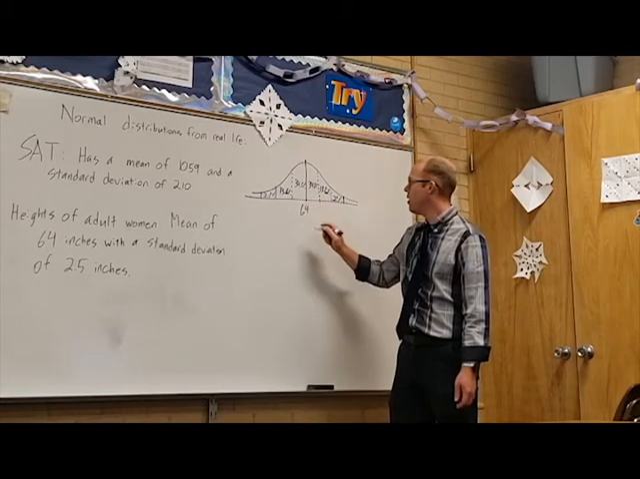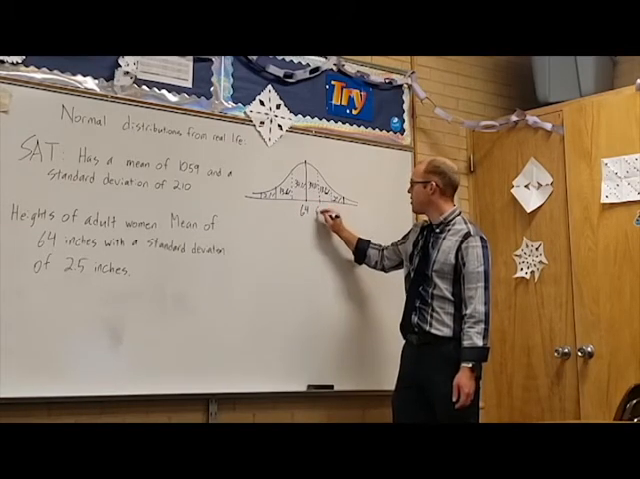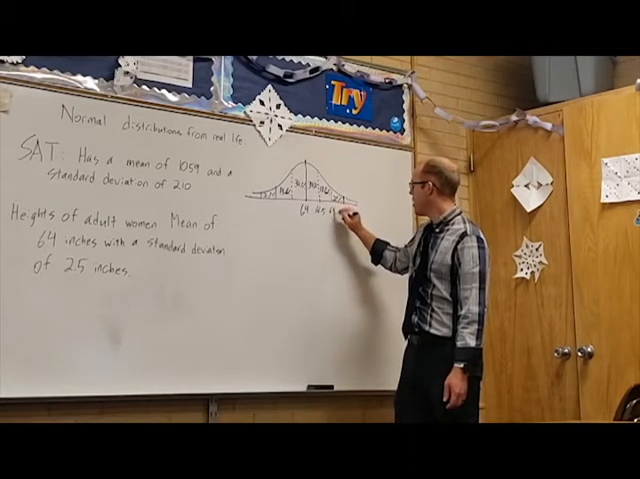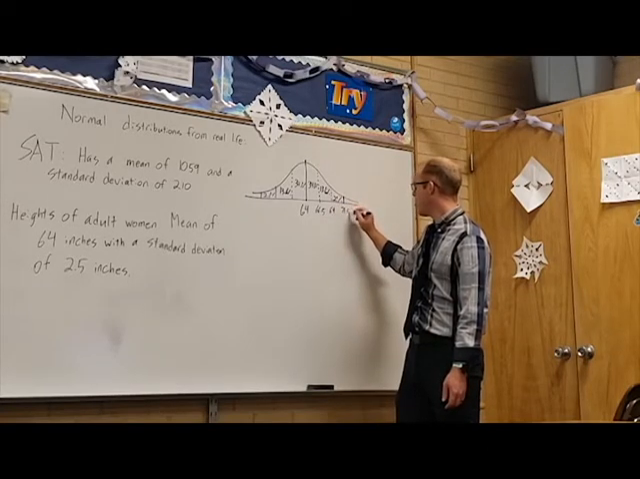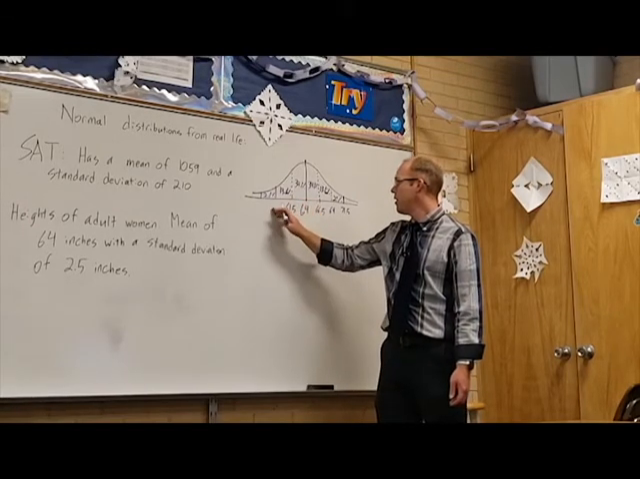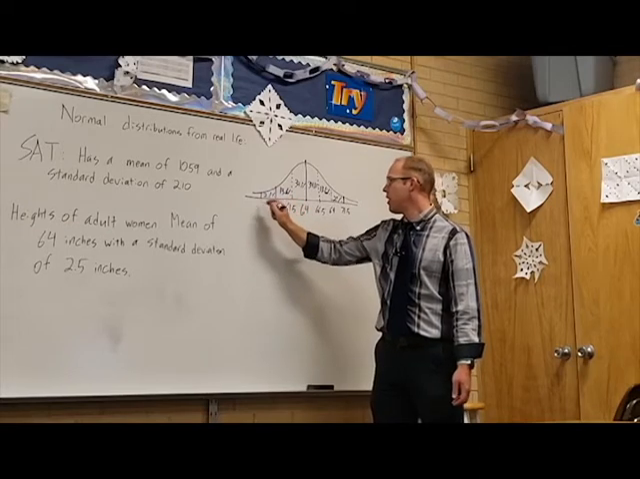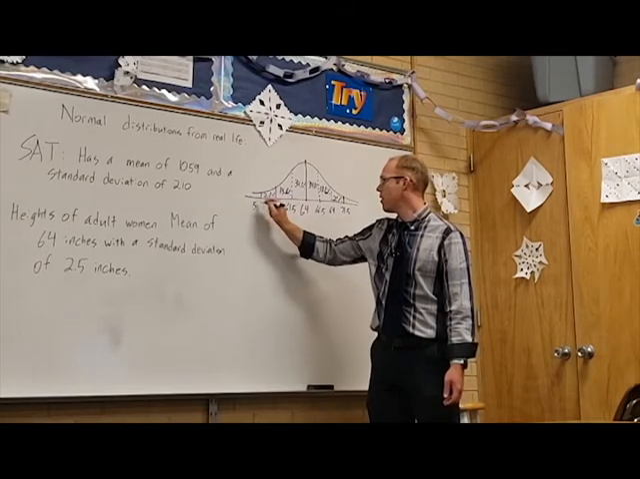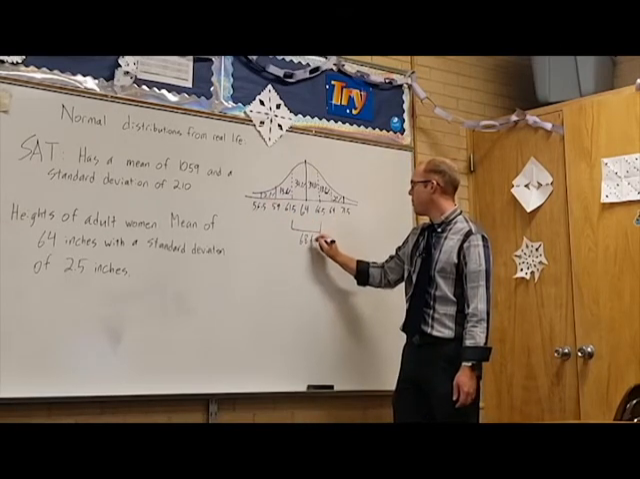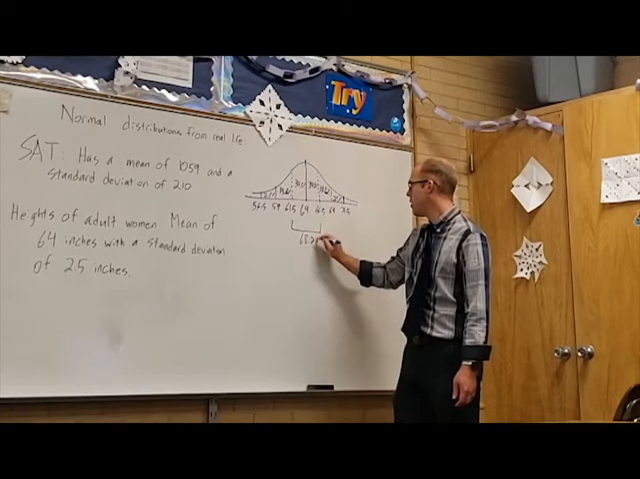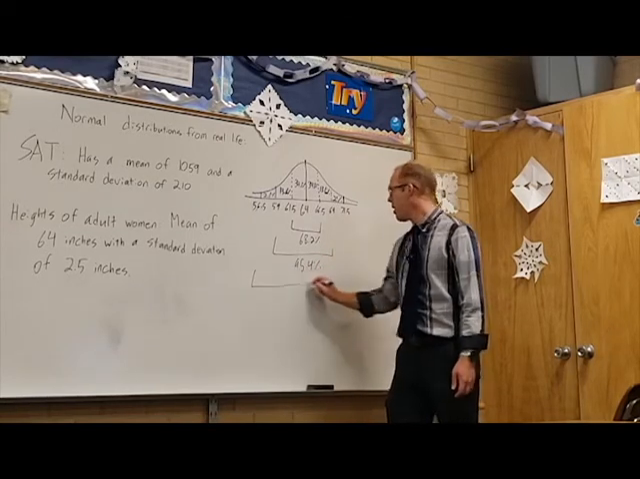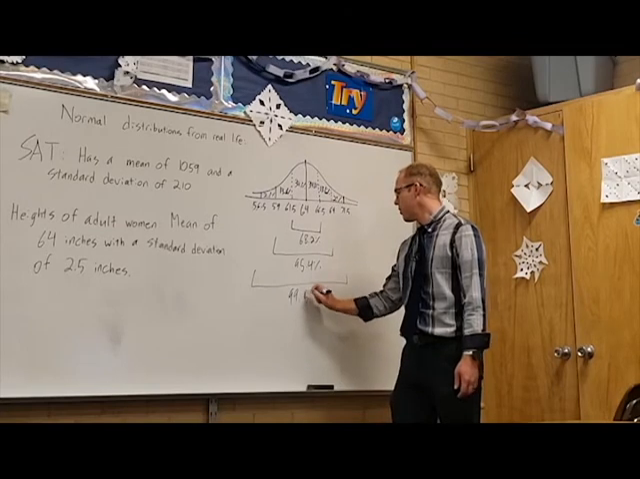So we get 64. If I add 2.5, that's 66.5. Add another 2.5. That is 69, and add another 2.5, that's 71.5. If I subtract 2.5, that puts me at 61.5, 59, and then 56.5. And then we can add those percentages, 68.2%. And then the 95.4% and the 99.5%. I should have just left these earlier.